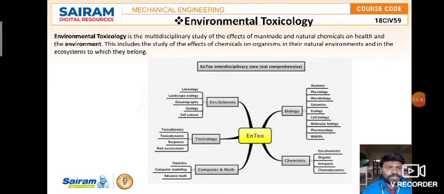Now, environmental toxicology. Here, it is a multidisciplinary study, a complete study of the effects of man-made and natural chemicals on Earth and the environment. This includes the study of the effects of chemicals on organisms in their natural environments and in the ecosystems to which they belong. The interdisciplinary core includes biology, chemistry, environmental science, toxicology, computer science and math. Environmental sciences include limnology, landscape ecology, oceanography, geology, and soil science.